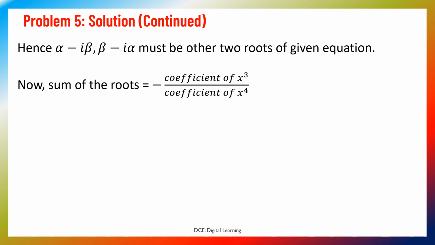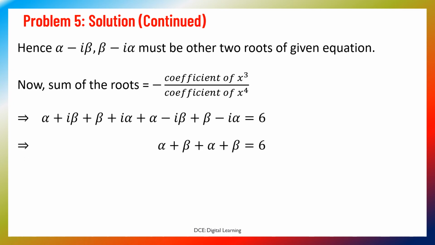Now, the sum of the roots equals minus the coefficient of x^3 by the coefficient of x^4, which implies (α + iβ) + (β + iα) + (α - iβ) + (β - iα) = 6, which implies α + β = 6, which implies α + β = 3, which implies β = 3 - α. Equation 1.